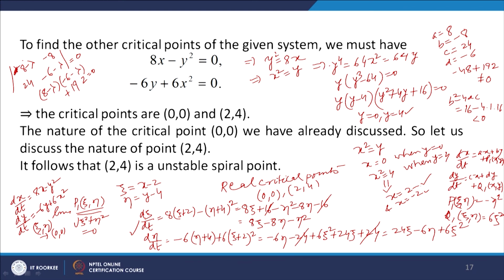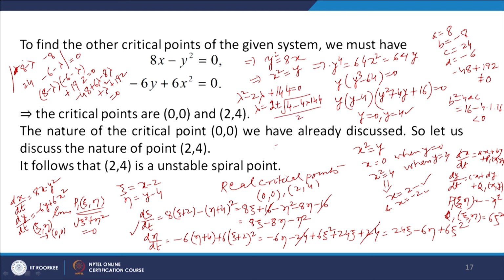So, what equation are we getting? Minus 48 plus 6 lambda minus 8 lambda plus lambda square plus 192 equal to 0. So, lambda square minus 2 lambda plus 192 minus 48, equal to 0. Now, b square minus 4ac is negative here, so it will give you complex roots. Lambda equal to 2 plus minus under root 4 minus 4 into 144, divided by 2.